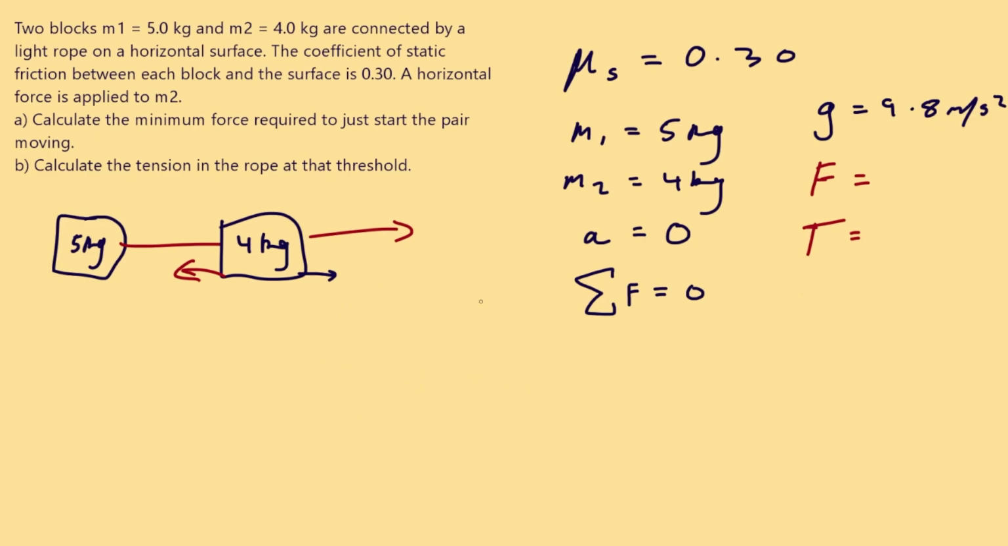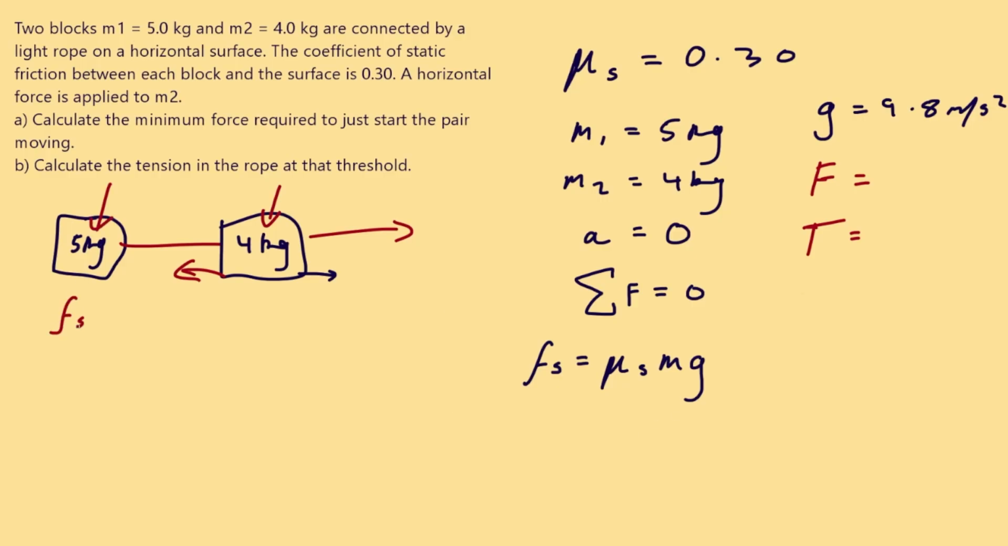First, I like to solve for the static friction values. It just helps to have them. So the static friction formula is very similar to the kinetic one. It's the coefficient multiplied by the normal force, or mg. If we apply this to both of these masses, 5 and 4, we get these values.